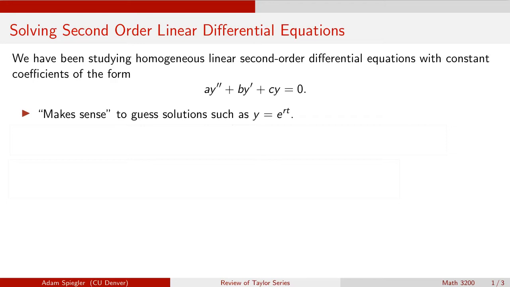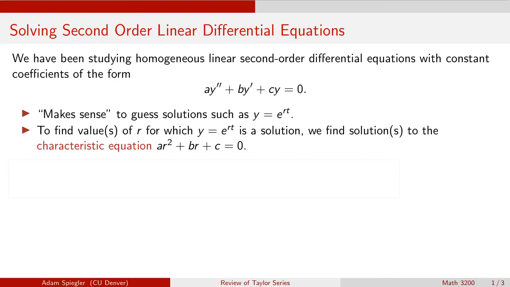And what we observed is that it makes sense that we might guess exponential functions as solutions to these differential equations. And then when we plug those solutions into the differential equation above, we see that y equals e to the rt would be a solution as long as r is a solution to the corresponding characteristic equation for the differential equation. So here we just pull off the coefficients in front of the first, second, and zeroth derivative to give us the quadratic, linear, and constant terms in our quadratic equation.